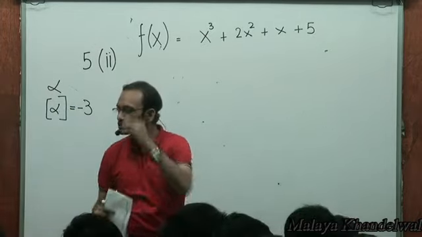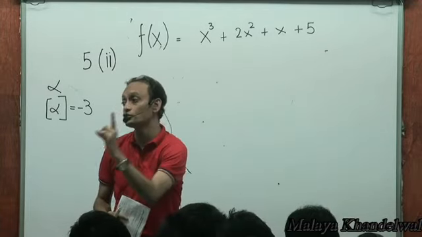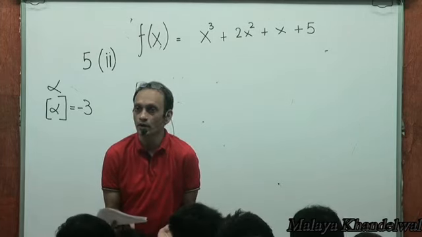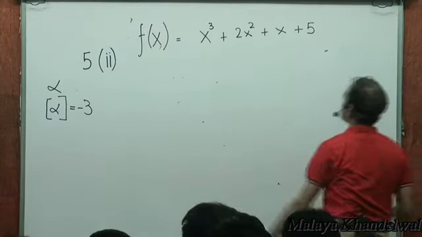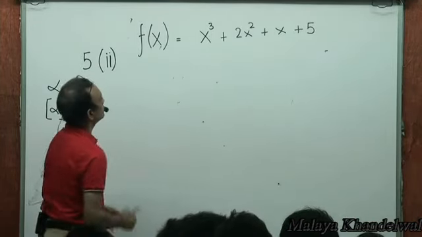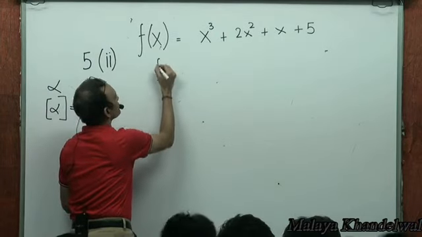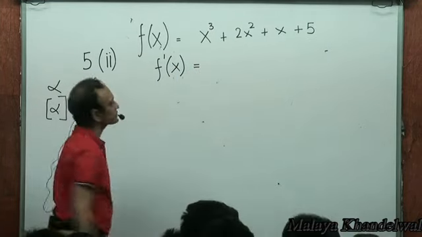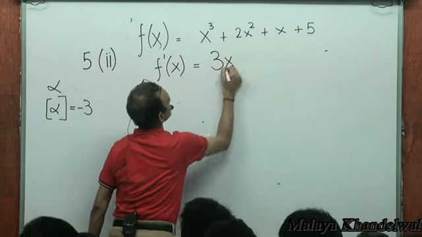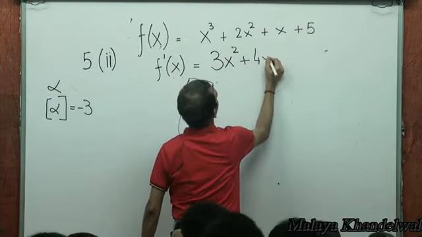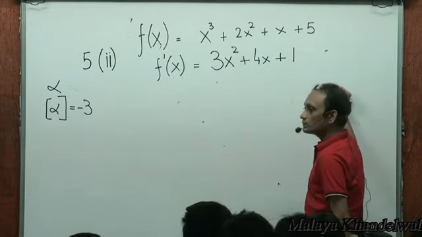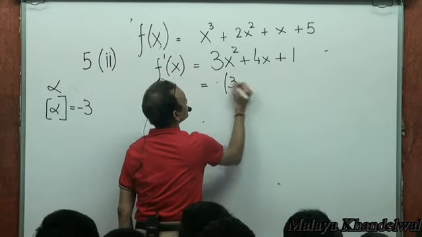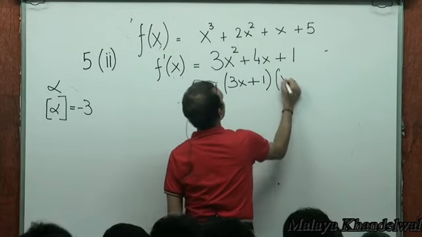That means if I can show that this alpha lies in the interval minus 3 to minus 2, then box of alpha would be minus 3. That's an equivalent problem to address. Right? Now, look at f'(x). That's 3x squared plus 4x plus 1, right? Which is (3x plus 1) times (x plus 1), right?